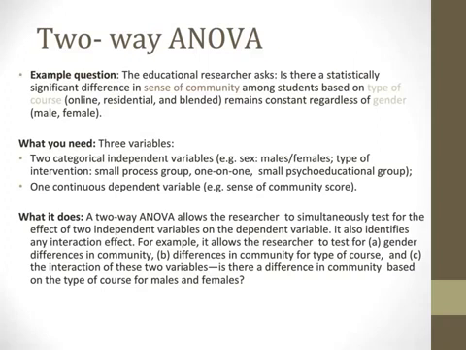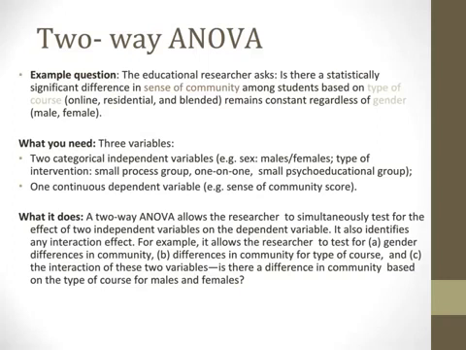Remember when we talked about the one-way ANOVA, the educational researcher simply asks, is there a statistically significant difference in sense of community among students based on their type of course? But maybe this researcher finds some literature that suggests that there may be a difference in community based on gender. So he or she is interested in looking at not only the type of course that individuals are enrolled in, but also how gender interacts with the type of course. So the researcher asks, is there a statistically significant difference in sense of community among students based on the type of course while gender remains constant, and based on gender?